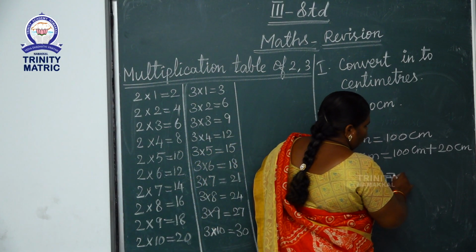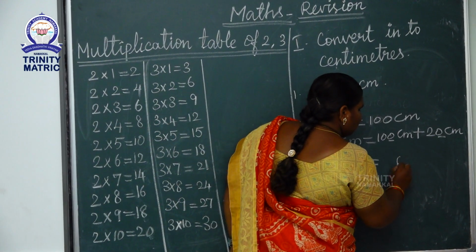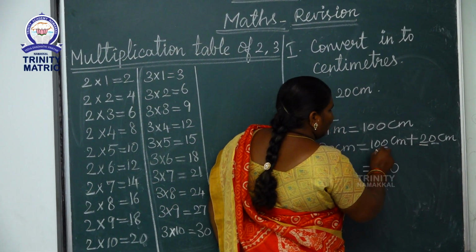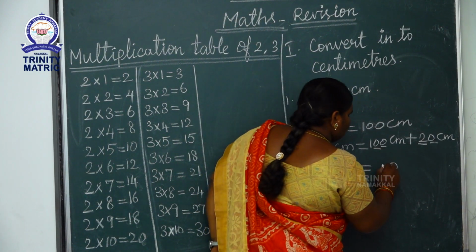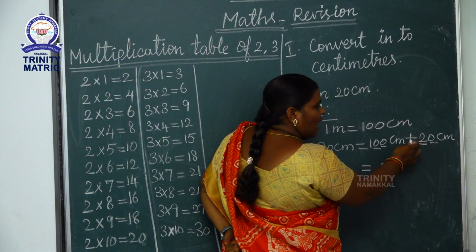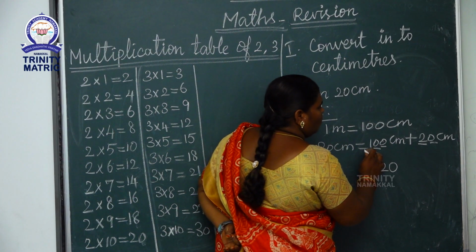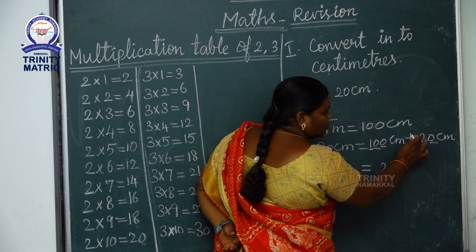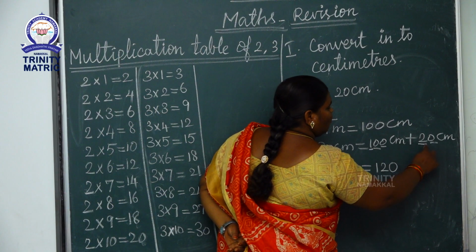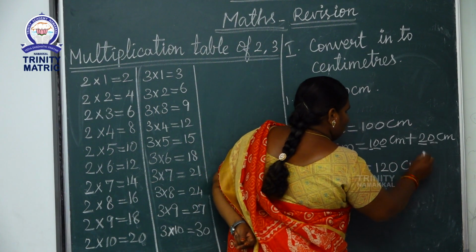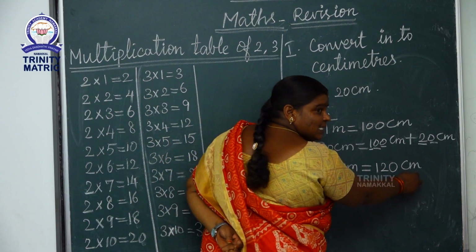First, you add the ones place: 0 plus 0 is 0. Next, you add the tens place: 0 plus 2 is 2. Next, the hundreds place isn't there here, but here 1 is in the hundreds place. So where no number is present, you assume 0. 0 plus 1 equals 1. 100 plus 20 is 120 centimeter. 1 meter 20 centimeter is equal to 120 centimeter.